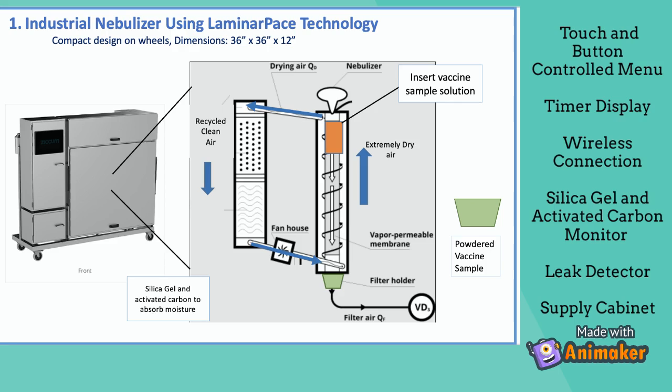Extremely dry air will pass the solution sample outside of a vapor-permeable membrane. Nebulizer air is fanned onto the vaccine solution, and small vapor droplets run down the column into a filter and are collected as powder. Air is recycled and cleaned with the help of activated carbon and silica gel.